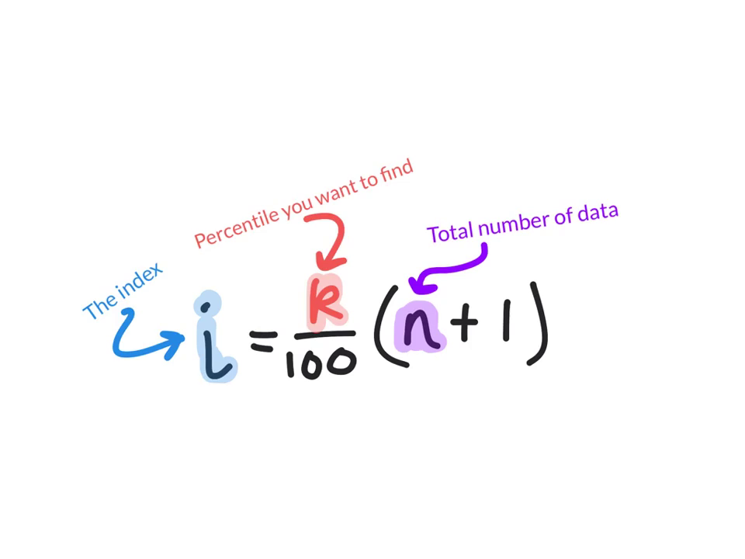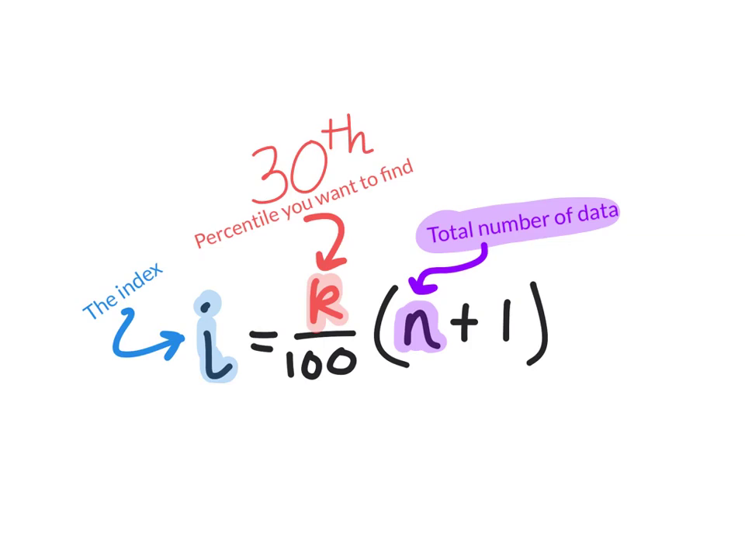Here is our equation for finding the kth percentile. Now, in our particular situation, we were trying to find the 30th percentile. So we know that that's going to be substituted in for k. Let's think about another thing that we need to find. So another thing we need to fill in here is the total number of data.